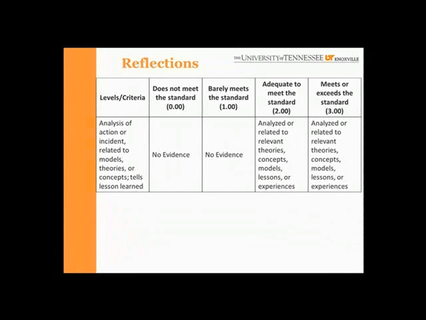This next section of the reflection deals with an analysis of the event or a relation of the event to theories, concepts, or lessons you might have learned in class, or to past experiences you've had. Once again, notice that for the first two levels of scoring, for 0 and 1, it's just no evidence. And for the second two, they're both the same. What makes them the difference between a 2 and a 3 is how well you describe the analysis or how well you relate it to previous lessons or concepts.